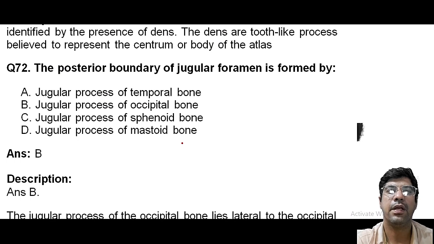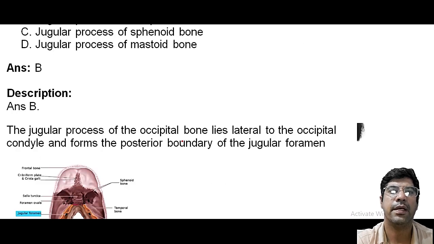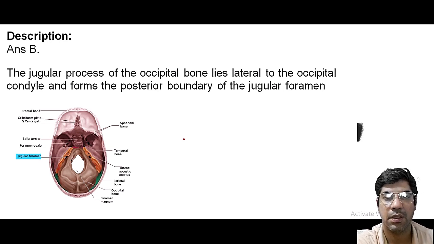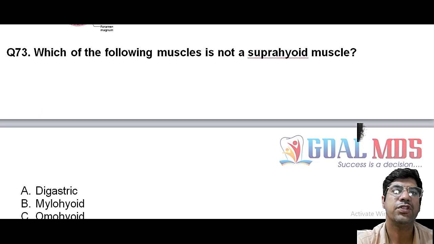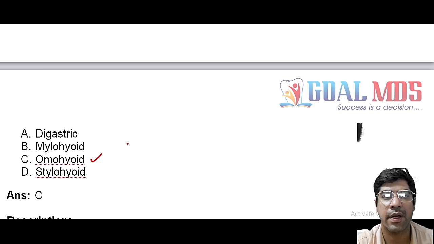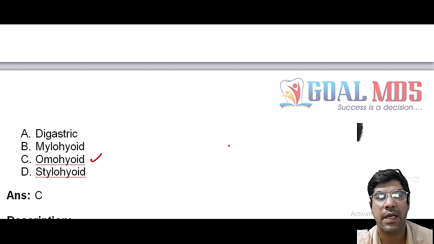The posterior boundary of the jugular foramen is formed by the jugular process of the occipital bone. Which of the following is not a suprahyoid muscle? The answer is omohyoid. Omohyoid, sternohyoid, sternothyroid and thyrohyoid are the infrahyoid group. The omohyoid muscle is not a suprahyoid muscle; it is part of the infrahyoid group. The suprahyoid muscles include the digastric, mylohyoid and stylohyoid, which are located above the hyoid bone.